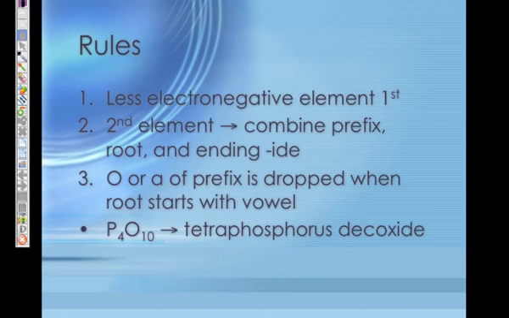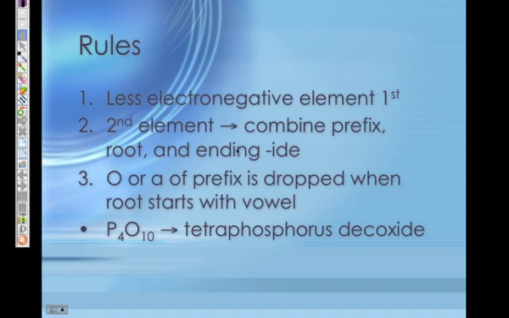If the element starts with a vowel, you're going to drop the O or the A of the prefix. So for carbon monoxide, it's not carbon monooxide. You drop the O from mono and it's just carbon monoxide.